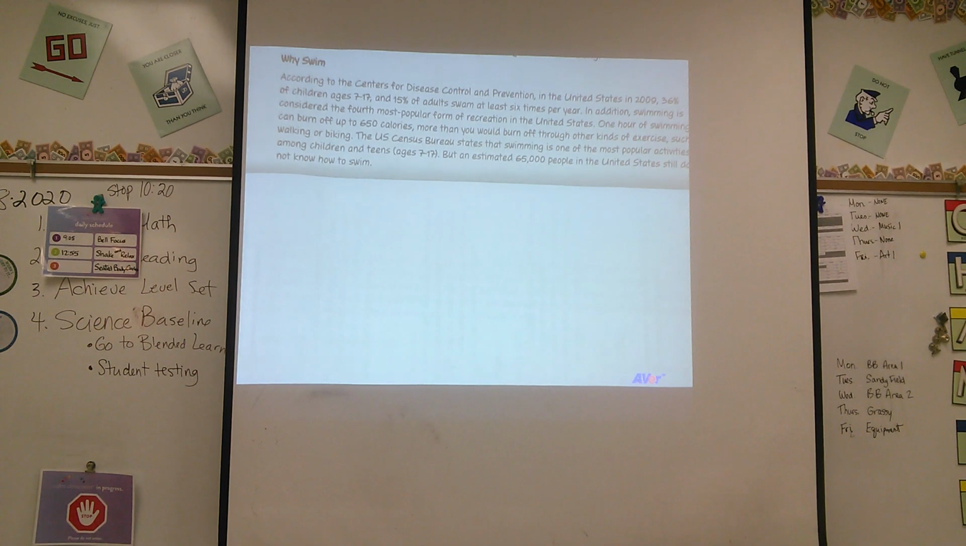Sean? It said walk, the heading said why swim, and it said that swimming can burn off 650 calories an hour. Okay, so what are you saying about the heading? Was the heading accurate? Did it tell you why you should swim? Did you think that the heading matched the section? It did? So that's not what made it difficult? What made it difficult? Bryn?